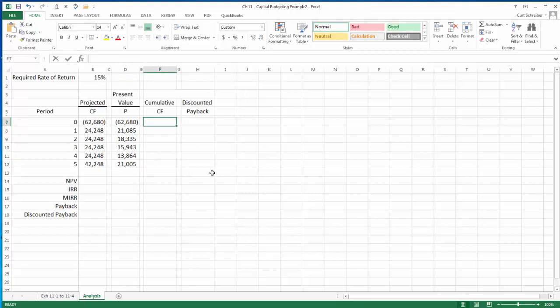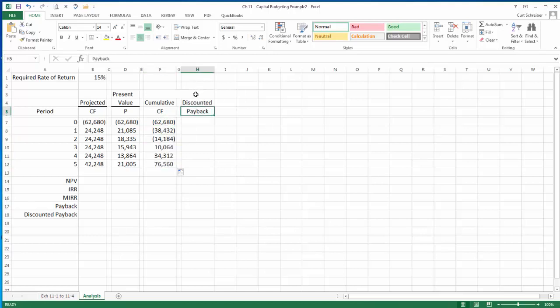Next then, let's go ahead and calculate the cumulative cash flow. The cumulative cash flow is equal to the 62,680 minus the 24,248. Hit enter. Oh, that should be a plus. Excuse me. So once again, equals the 62,680 plus, I said minus, but plus the 24,248. Let's go ahead and copy that down.